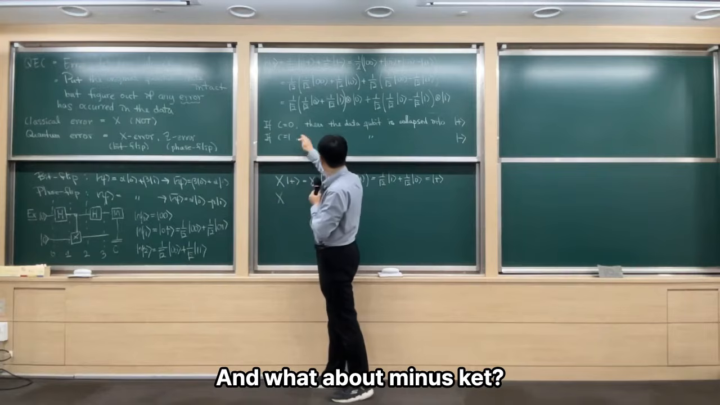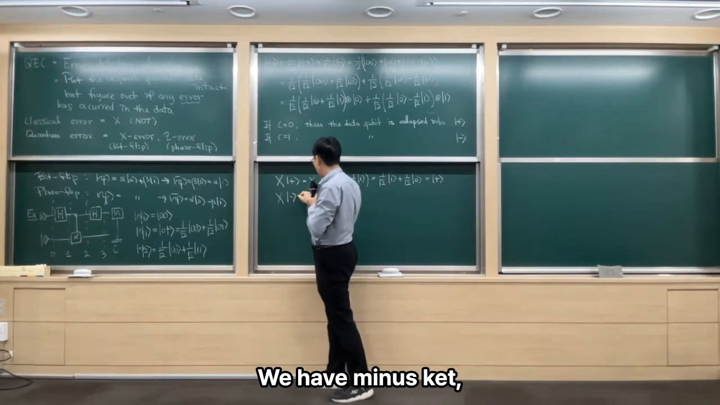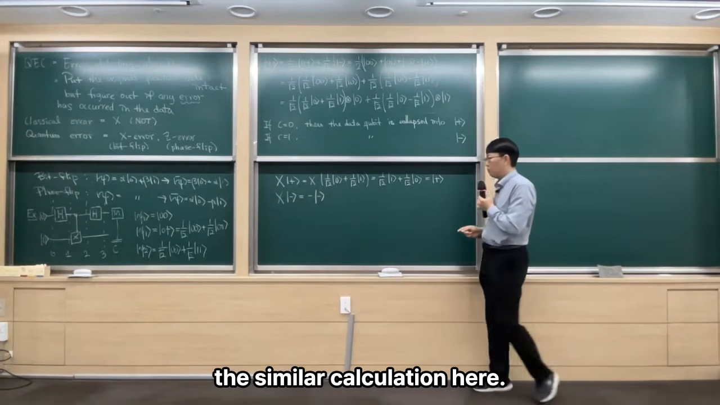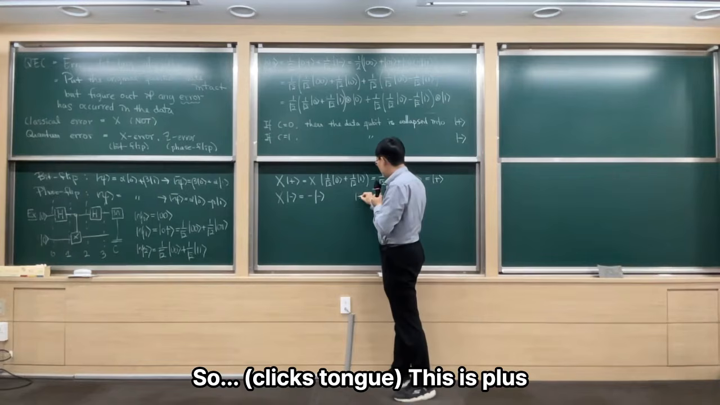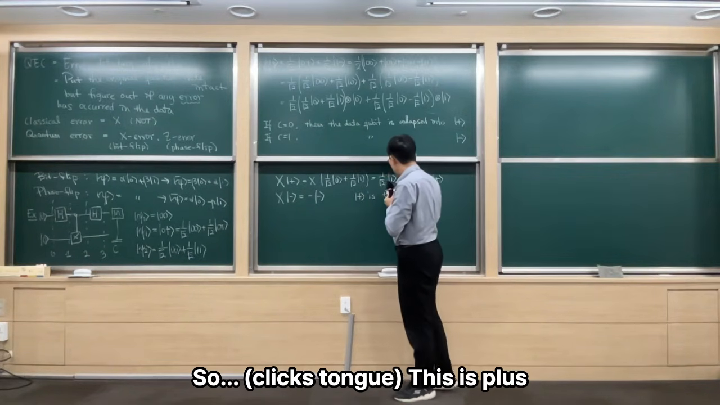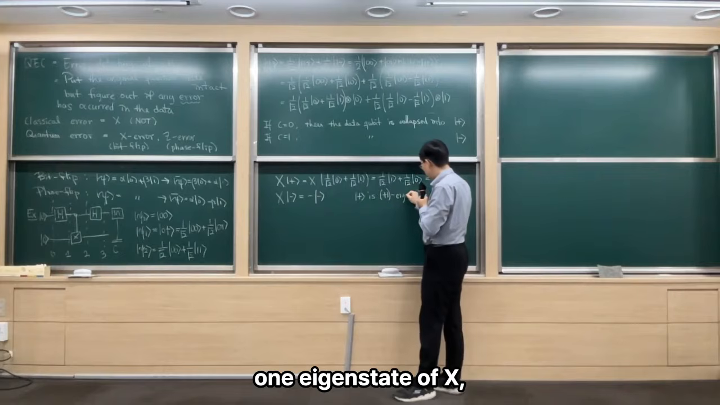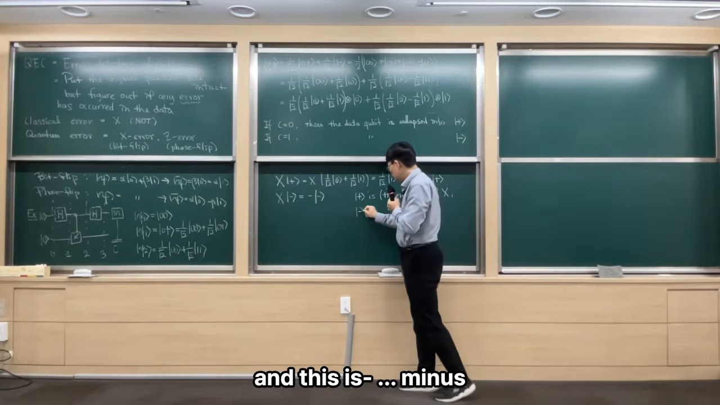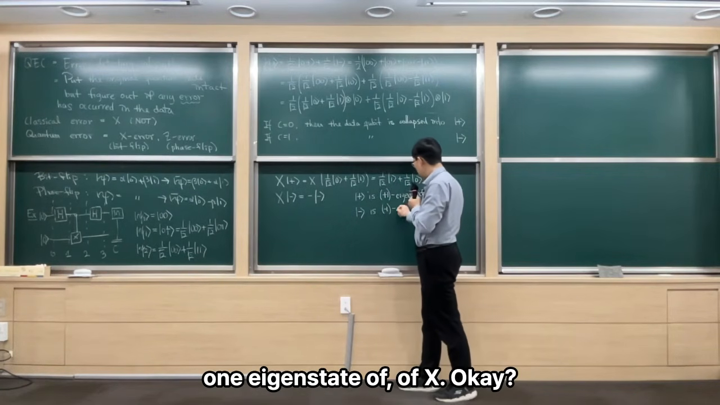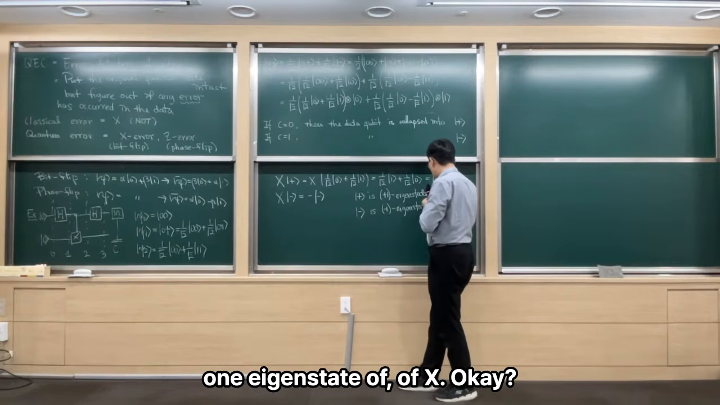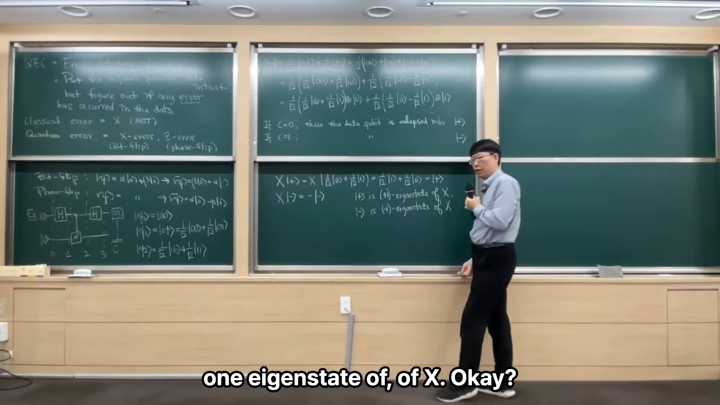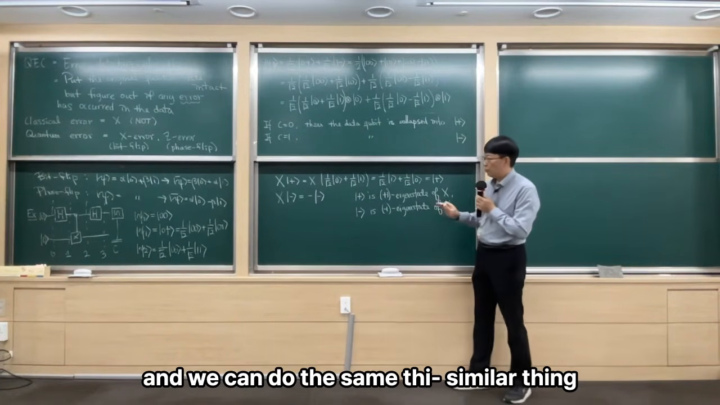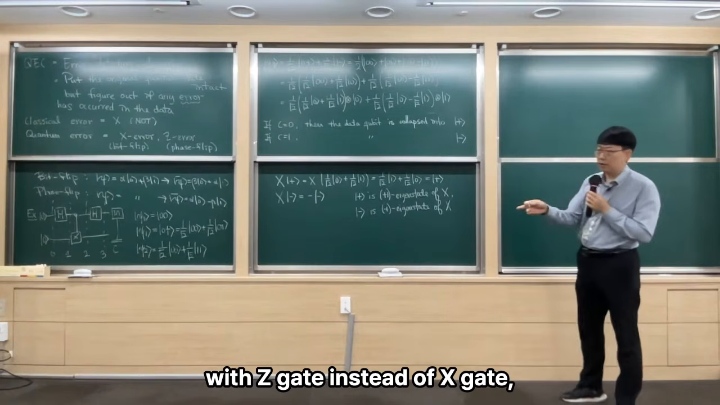And what about minus ket? We have X on minus ket, and this is minus of minus ket. You can do a similar calculation here. So this is the plus 1 eigenstate of X, and this is the minus 1 eigenstate of X. Okay, so this concept is extremely important. And we can do a similar thing with the Z gate instead of the X gate.